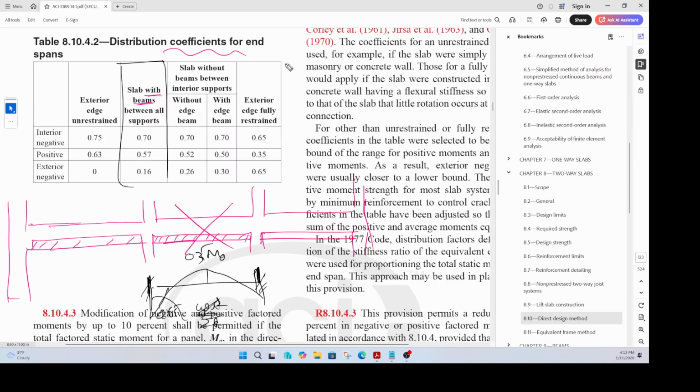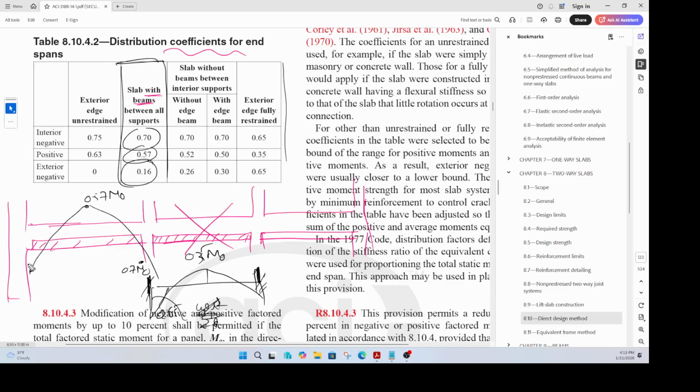Okay, but the focus of this table, like I said, and this column here applies to the exterior spans, this fellow and this fellow. So you have an exterior span. Interior negative is that region, interior negative is this region. So here it is 0.7 times of M naught. Interior positive is 0.57. Here it is 0.57 times M naught, right? Exterior negative is 0.16, that and that.